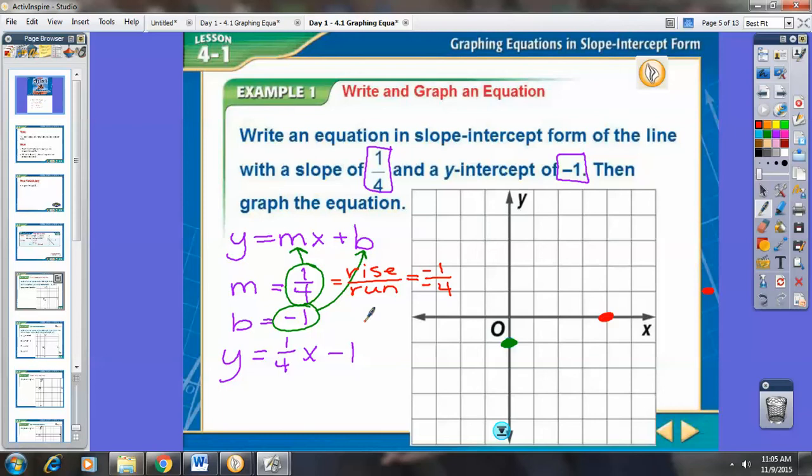So I could have gone down 1. My rise is negative. I'll fall 1. And then I'm going to go left 1, 2, 3, 4. Take care of negative 4. That would be my new point.